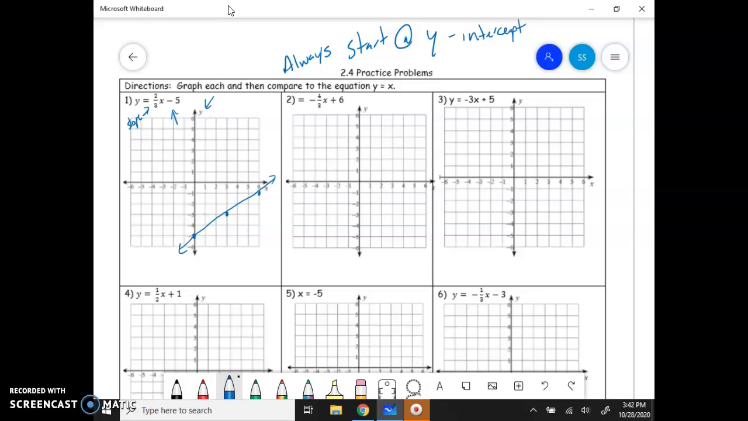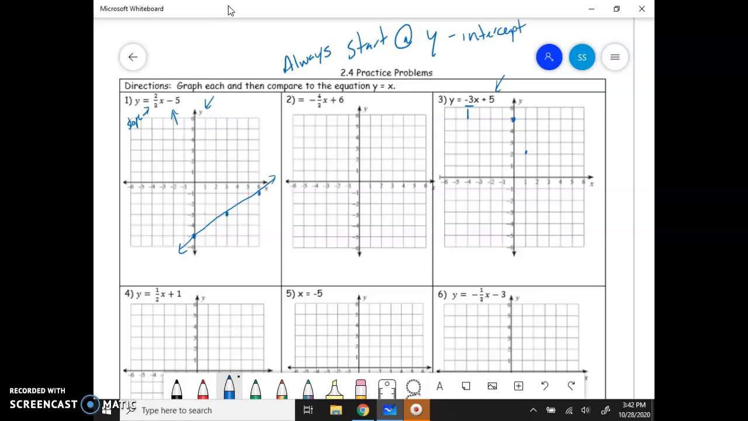Number 2. Alice, you guys can do 2. Just remember, 3, if we have a whole number, you can think about that as a fraction over 1. So if I started at +5, right, there's the y-intercept right here. And so my slope is down 3 over 1.